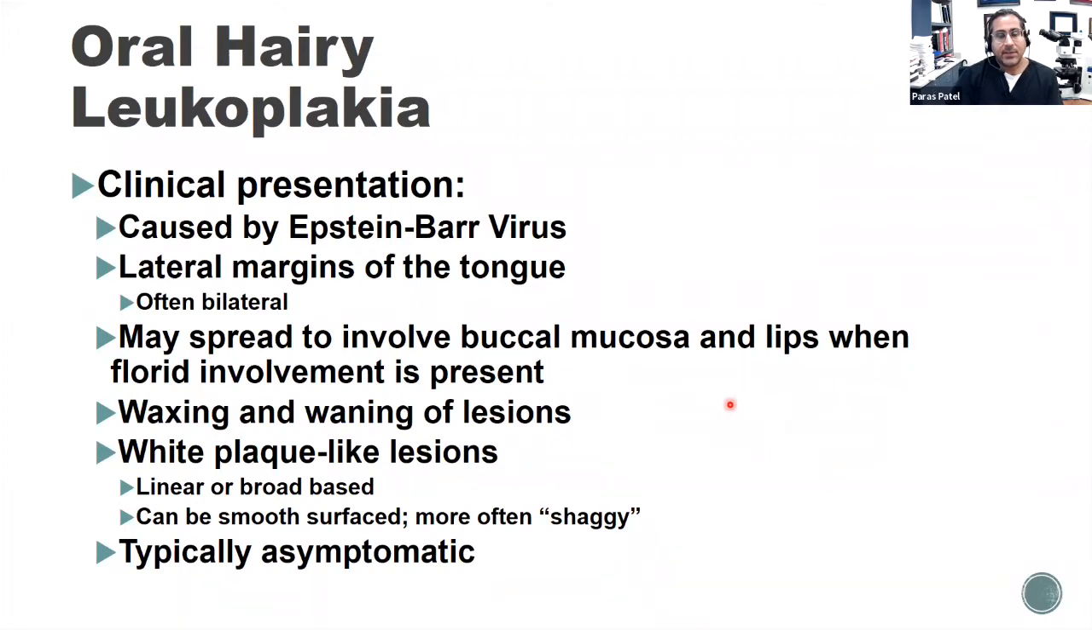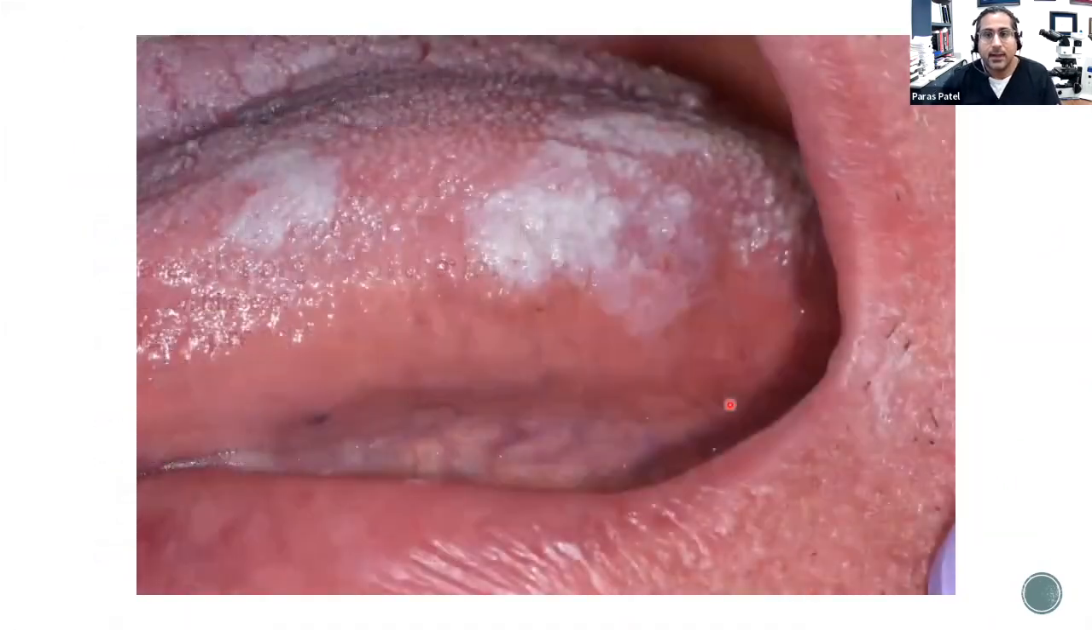It can spread, like I mentioned, to involve other sites outside of the lateral borders of the tongue, but more often than not, we find these on the lateral borders of the tongue, as well as on occasion on the dorsal tongue. The disease process waxes and wanes, and it's typically asymptomatic. So it really is a clinical finding that the patient may be more concerned about. And usually whenever you have immune reconstitution, this disease process resolves on its own and doesn't need to be actively treated. So this was a patient that I saw here in the clinic.